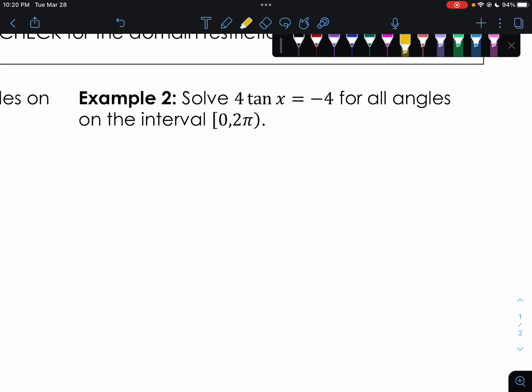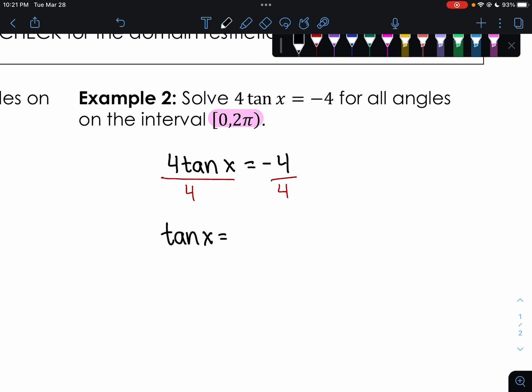Looking at example 2, we're going to solve 4 tan x equals -4 for all angles on the interval 0 to 2 pi. So now, because of our domain restriction, our answer will be in radians. So we have 4 tan x equals -4. To solve and isolate my trig function, I'm going to divide both sides by 4. So tan is equal to -1.